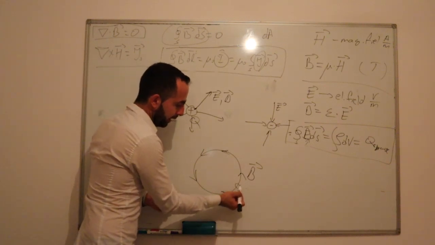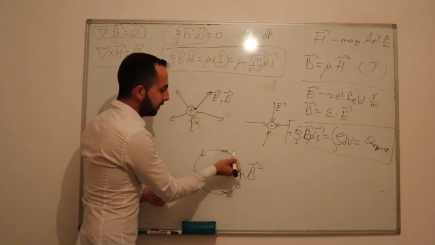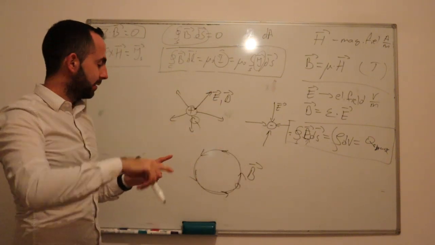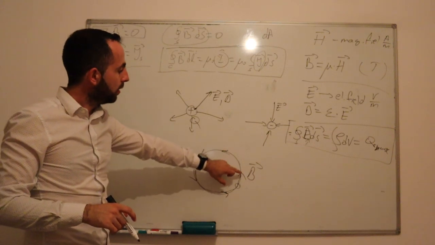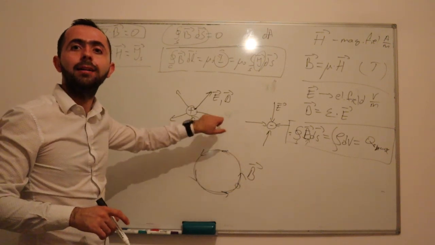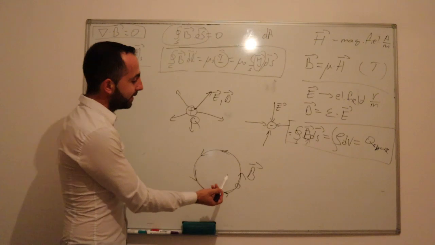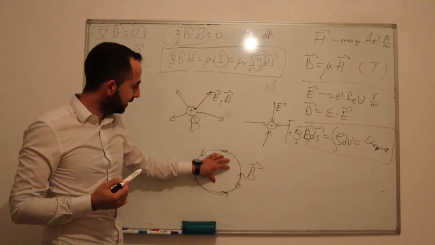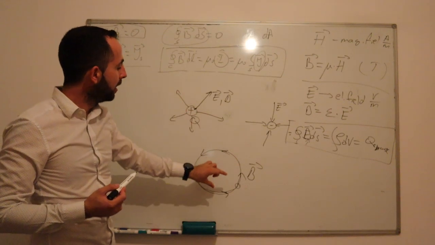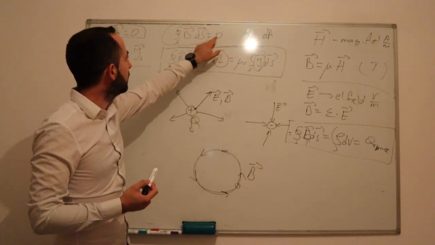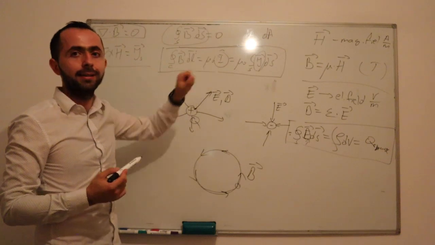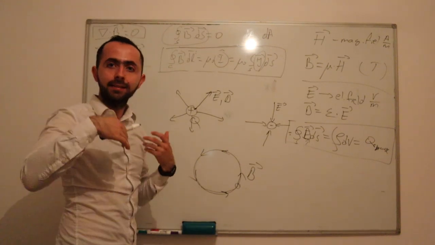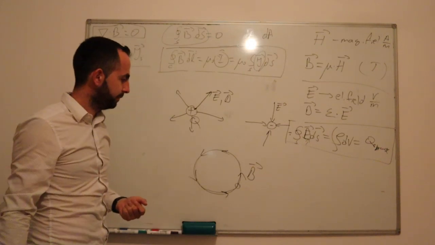You cannot say here it starts. No, the lines are closed. It doesn't have a source. Those are closed lines. So this is the magnetic field. It has this type, not this type, because it is equal to 0. It says it doesn't have sources. It doesn't have scalar sources.